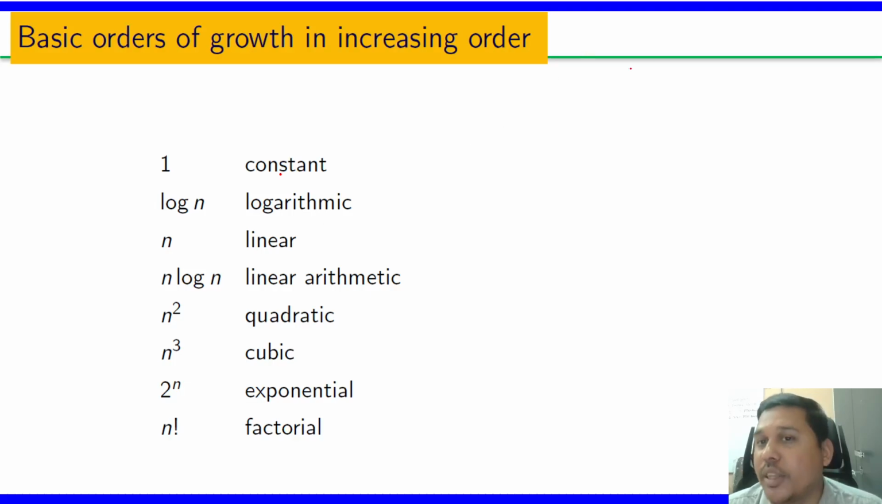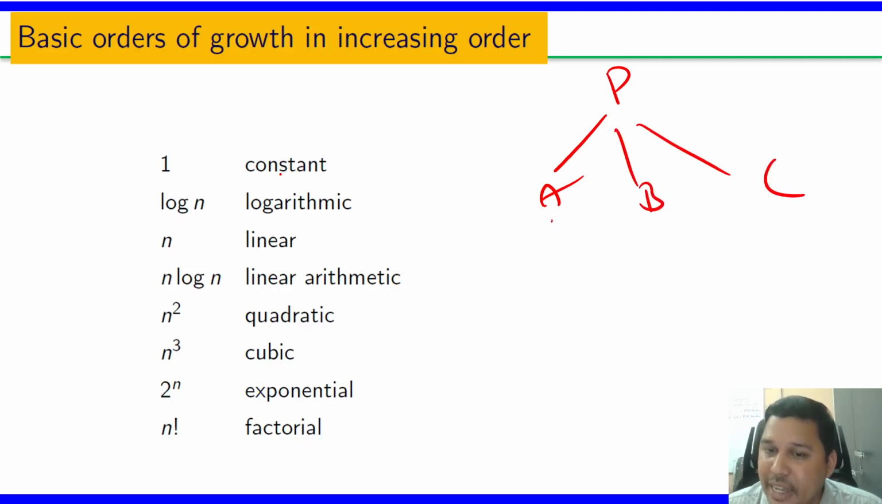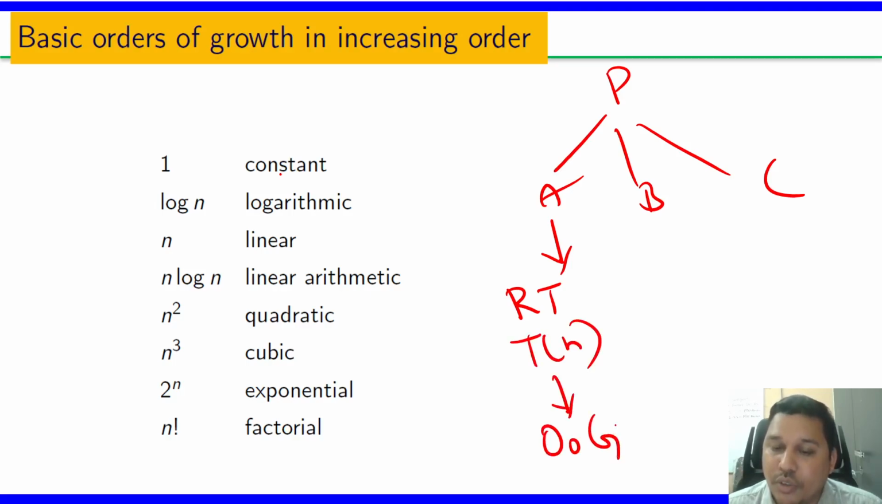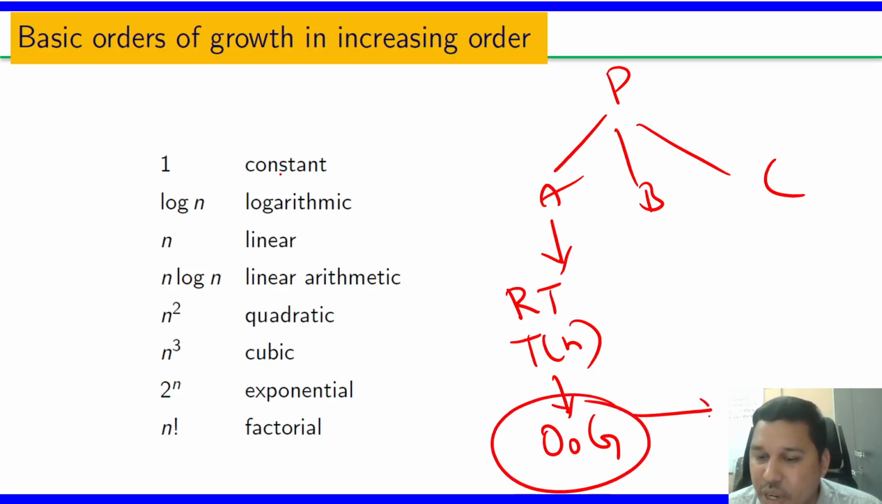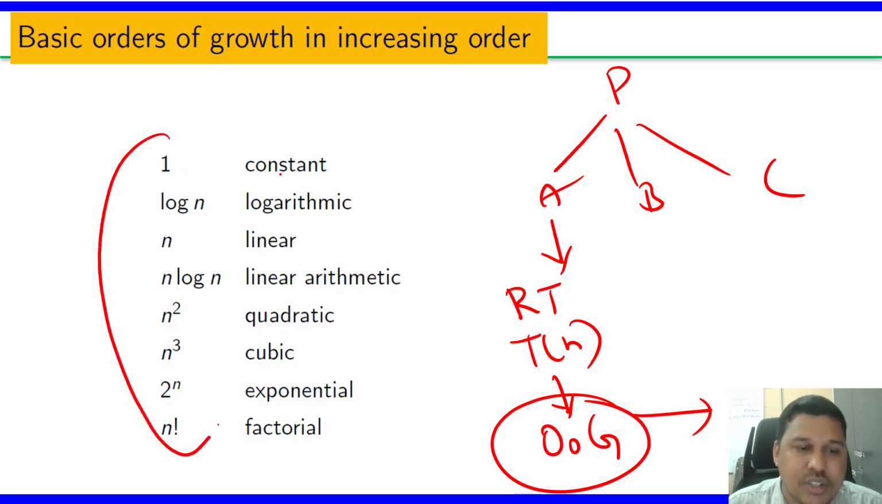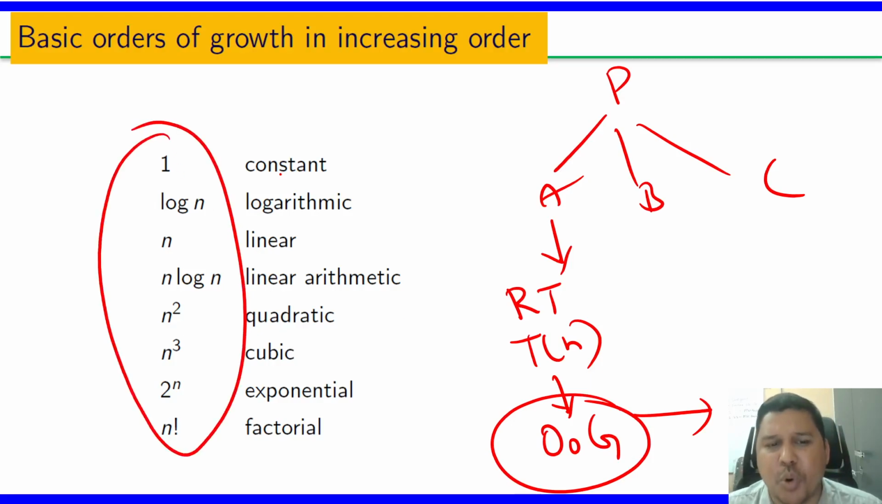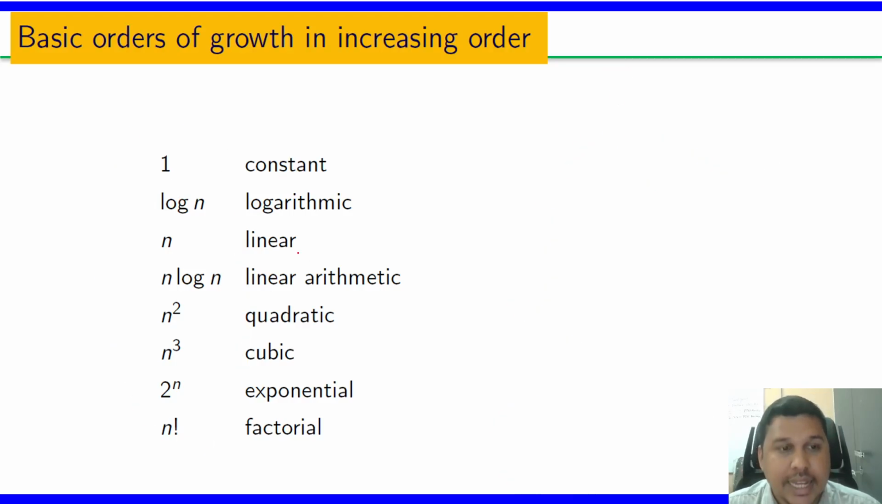So any algorithm you take, you have a problem, you have algorithms A, B, C. For any algorithm, you find out its running time, that is T of n. From that, you find out the order of growth. When you find out the order of growth, it will definitely be one of these. Generally, in 99% of our programs, we always get one of these as our order of growth. This is the smallest one.